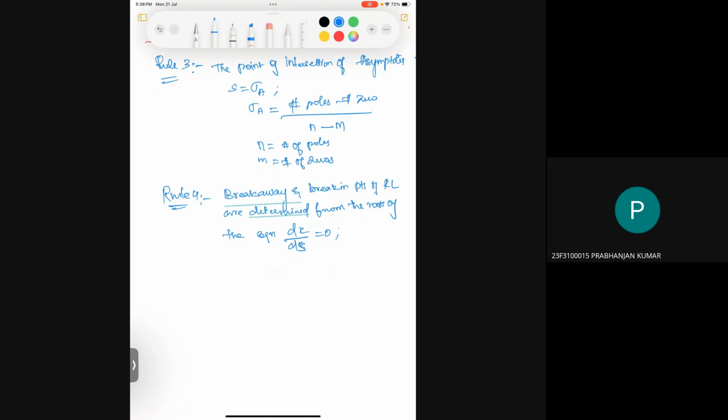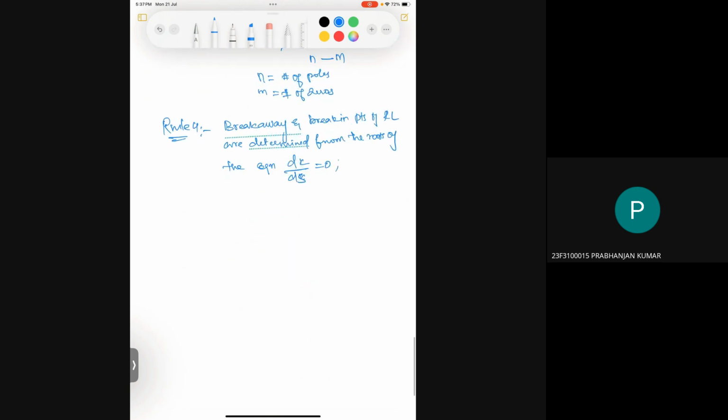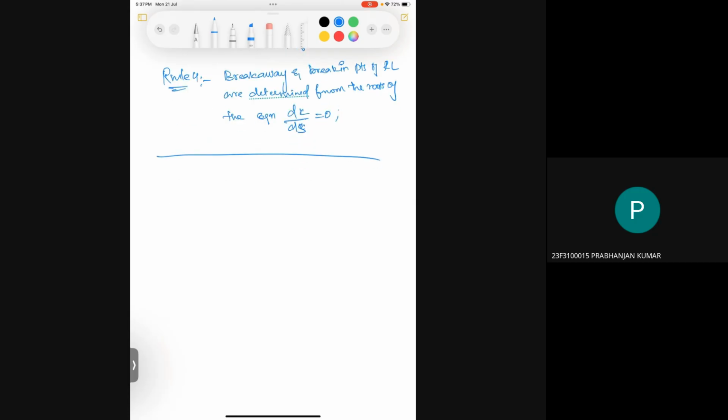What is the sigma A you have written? That rule number 3? Okay, that is the number of asymptotes. I will explain. Just writing it so that we can revisit it later. For now, this is enough. We'll stop at rule 4. We'll see some examples. Then I will revisit this and explain it properly.